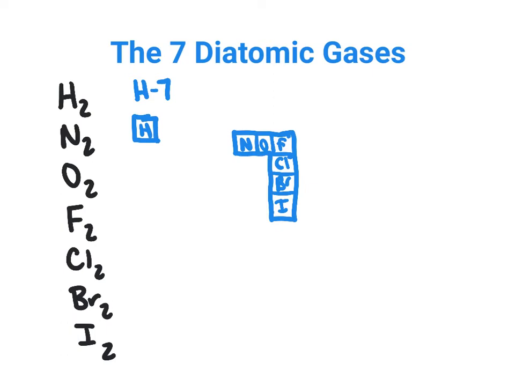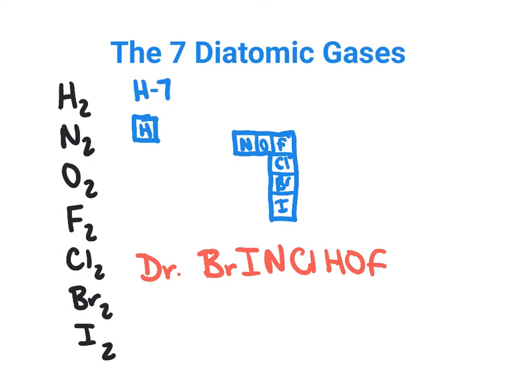The other way is through this acronym that I don't love as much. It's called Dr. Brinkelhoff, with Br for bromine, I for iodine, N for nitrogen, Cl for chlorine, and then H, O, and F. These are all your elements right here with the capital letters Br, I, N, Cl, H, O, and F. But either way you can remember it, that's 2 ways to remember it.